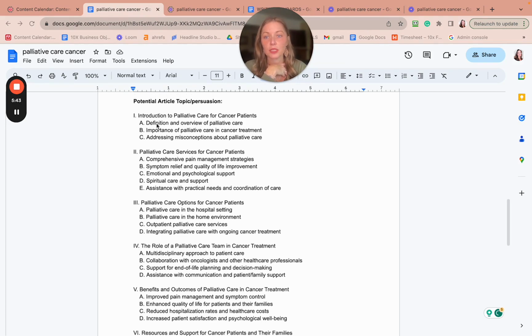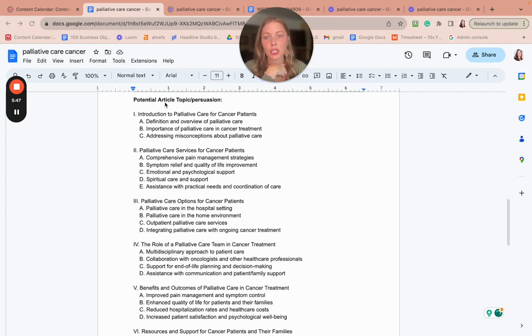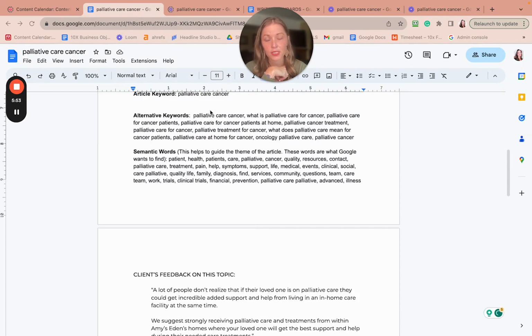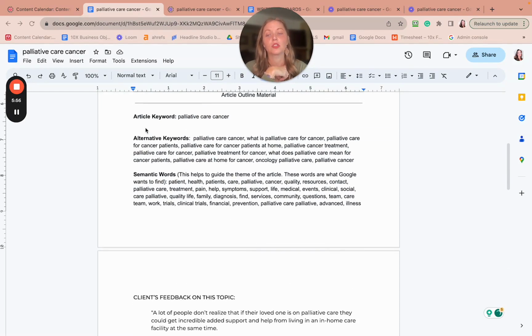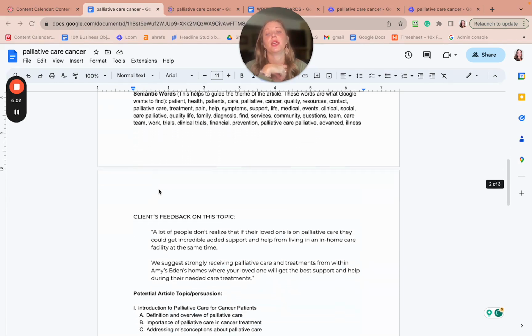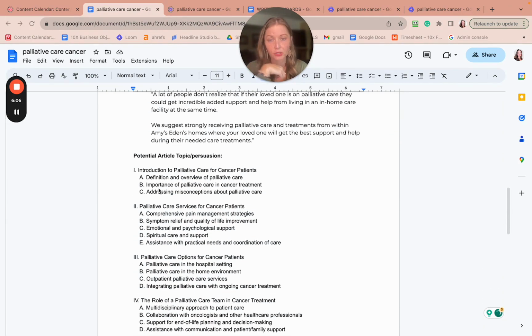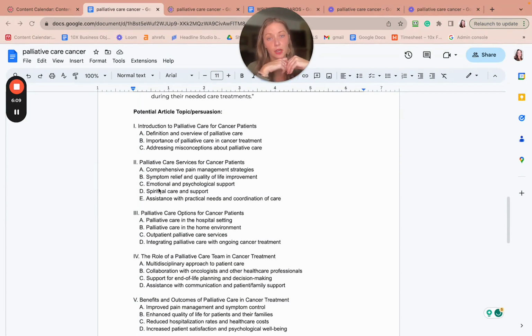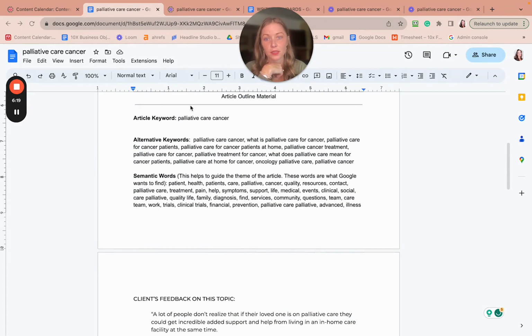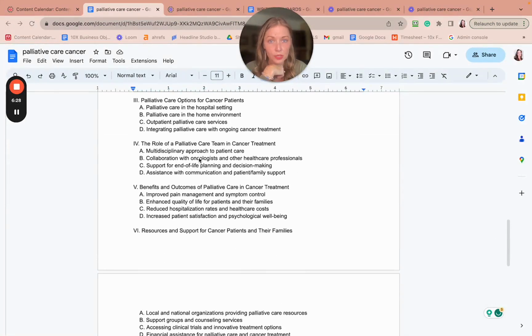So what I want to say is these potential article topic persuasions have come from chat, who is capable of synthesizing the alt keywords. So chat takes into account the article keyword, the alt keywords, and the semantic words, and it takes into consideration that we're talking about elderly care. And it gives us an outline that very likely could incorporate all of this. It's saying, here's an outline that could incorporate all those words that you want to incorporate.